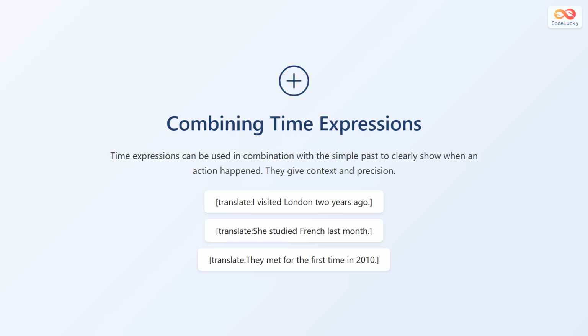Time expressions make our sentences clearer by showing exactly when events happened. For example, I visited London 2 years ago. She studied French last month. They met for the first time in 2010. These expressions give details and context to past actions, making communication easier to understand.